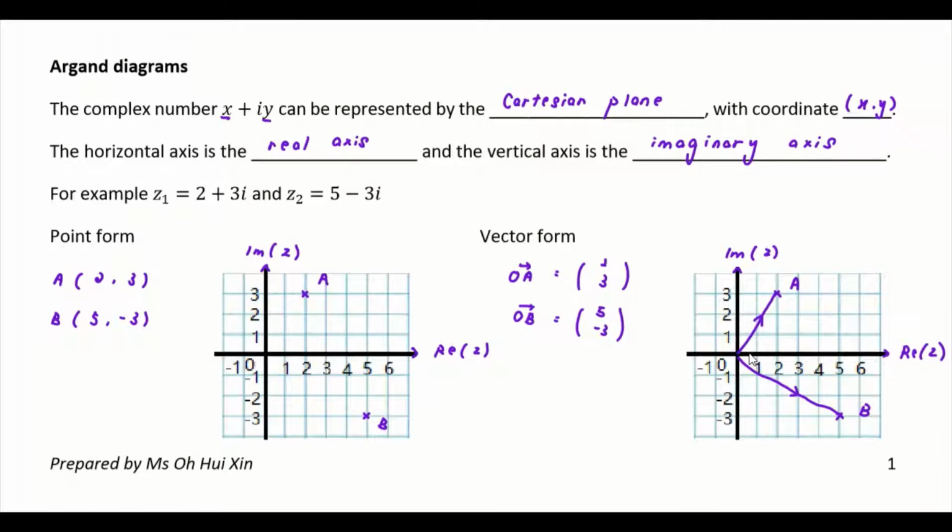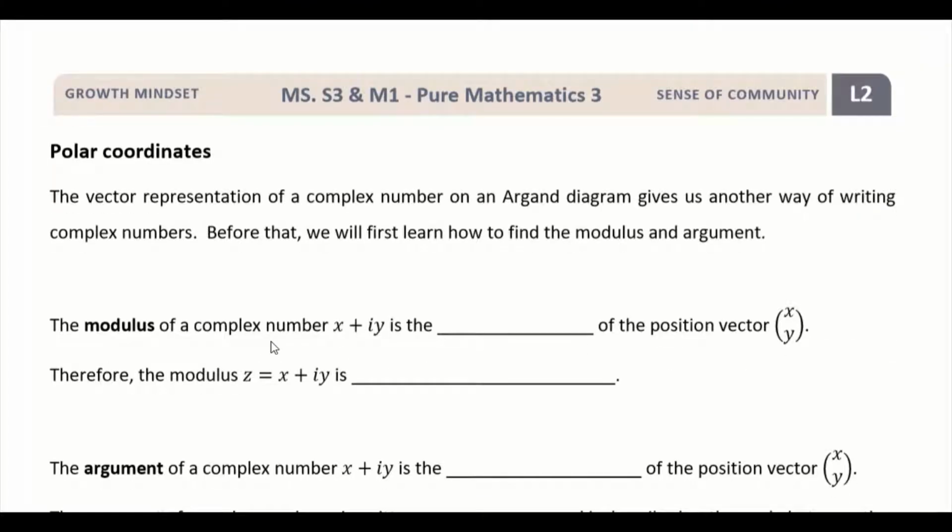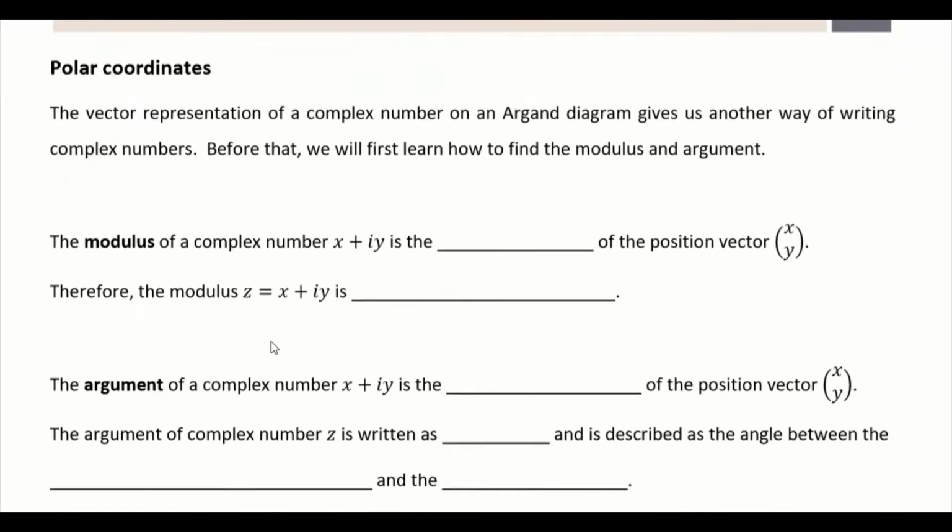Okay, so this vector representation actually gives us another way to express the complex number, which is in the form of polar form. Before we move on to that part, we'll need to understand what is meant by polar coordinates first. There are two concepts that we need to learn under this part, which are called the modulus and also the argument. The modulus of a complex number is exactly the same as how we find the magnitude of the position vector.